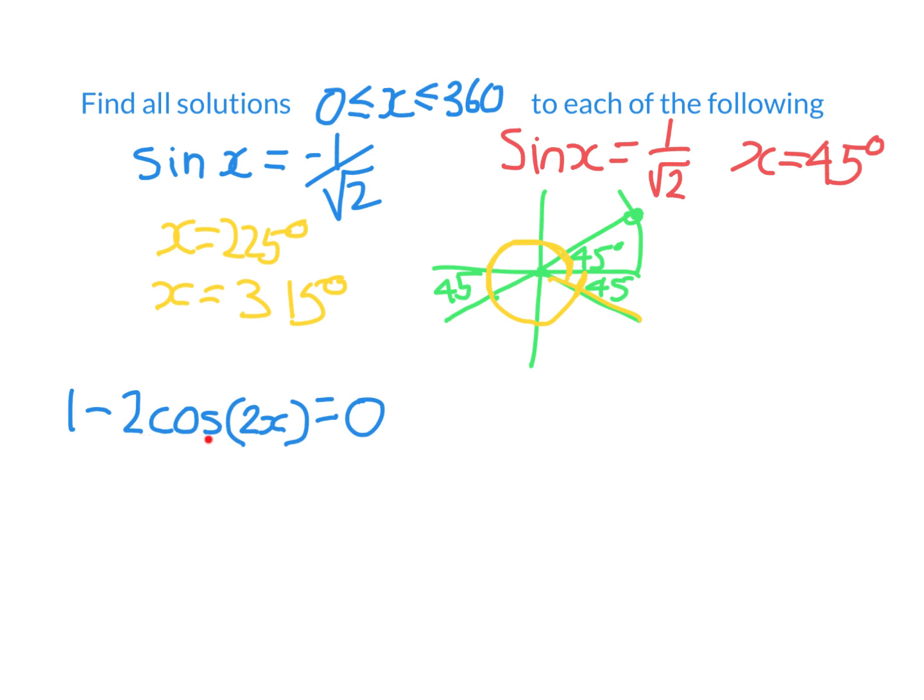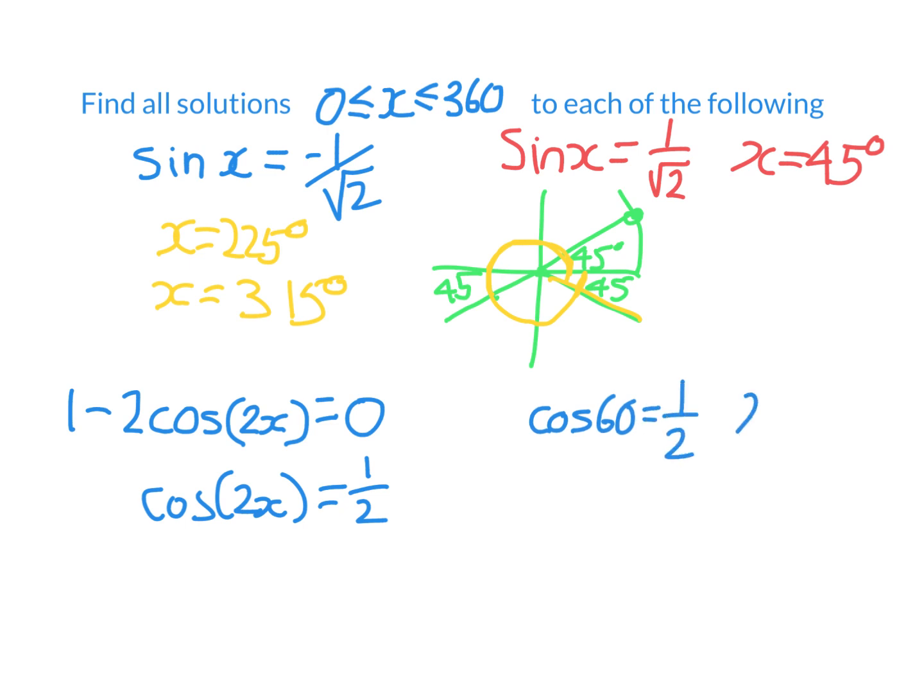So let's solve 1 minus 2 cos 2x equals 0. So firstly, we want to get everything but the cos over to one side. So we're going to subtract 1 and divide by -2. That actually gives us cos of 2x is equal to 1/2. So let's figure out where cos of 2x equals 1/2. So when does the cosine function equal 1/2? Well, hopefully you remember that cos 60 equals 1/2. So one possible solution is 2x equals 60, which would mean x equals 30.